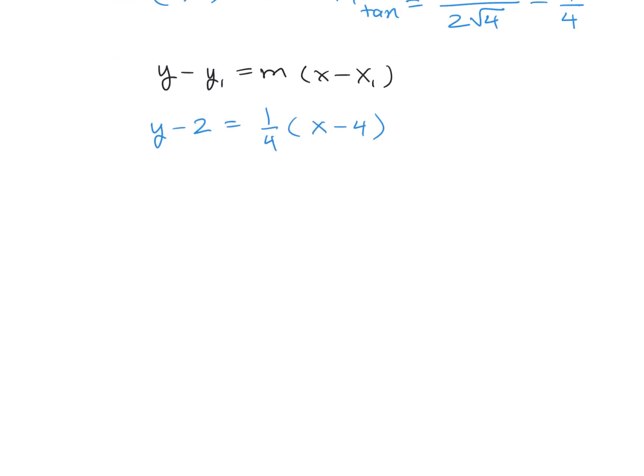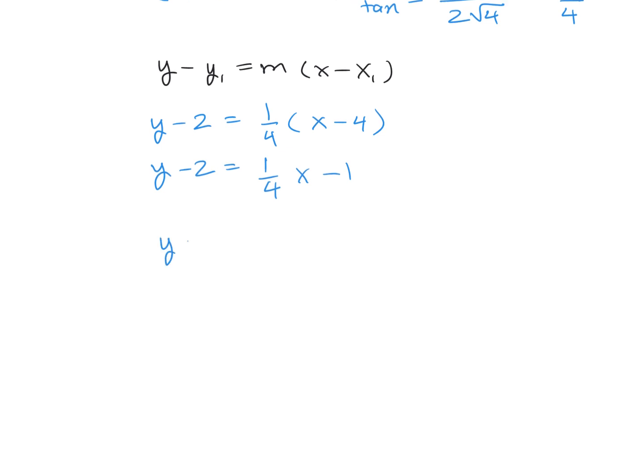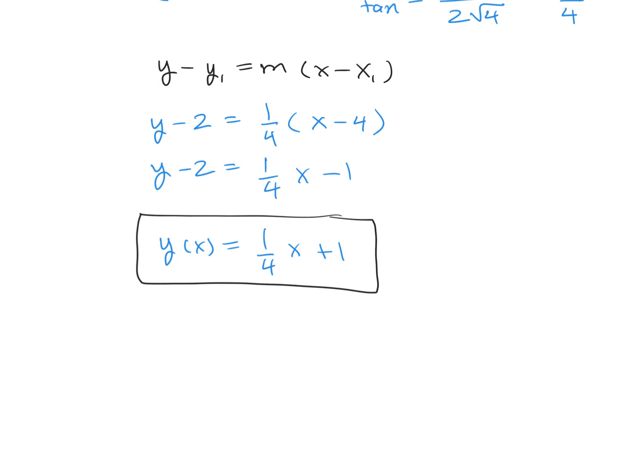And then if we distribute and combine like terms, this is 1/4 times x minus 1. And then if we add 2 to both sides, we get y is equal to 1/4 x plus 1. And that is the equation for our tangent line at the point (4, 2) for the function square root of x.